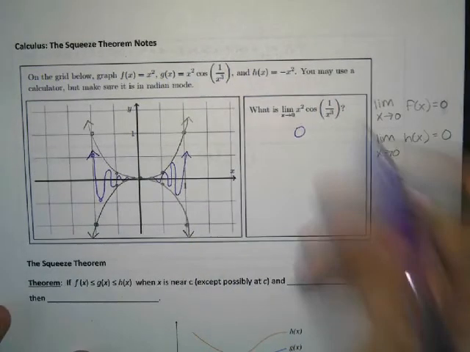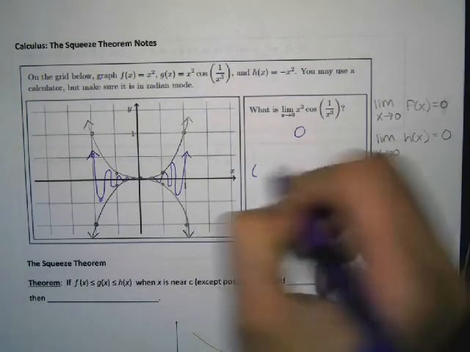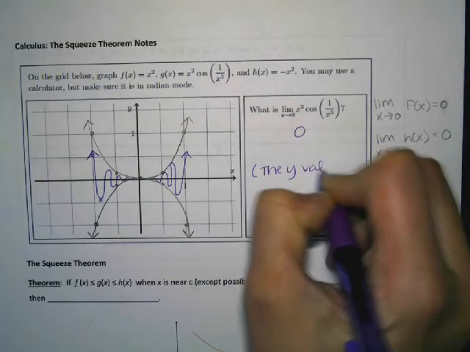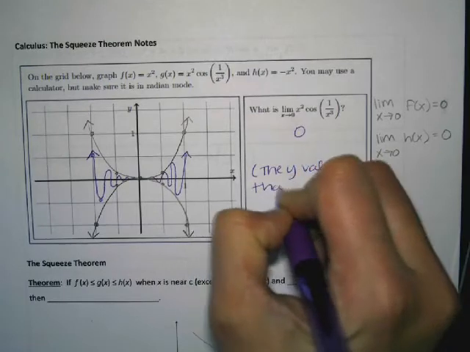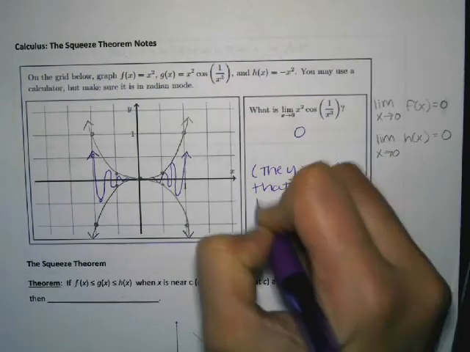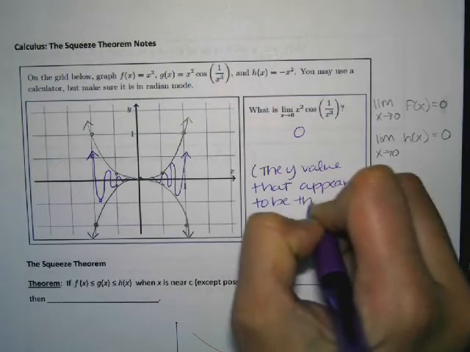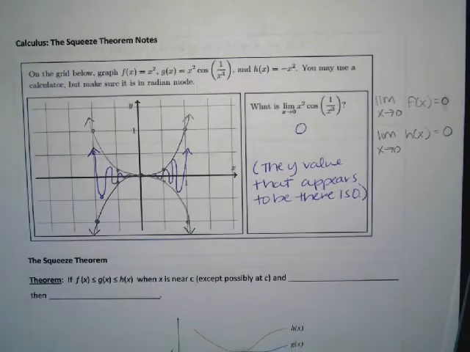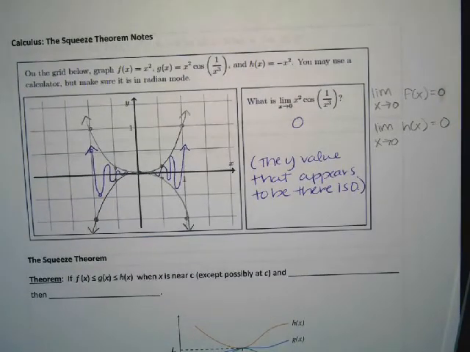So I'm going to write a little note to myself. I'm going to say the y value that appears to be there is 0. That's just me writing a note to myself, because I remember that when we said in plain language what a limit was, it was the y value that seemed like it should fit, or the y value that appears to be there.